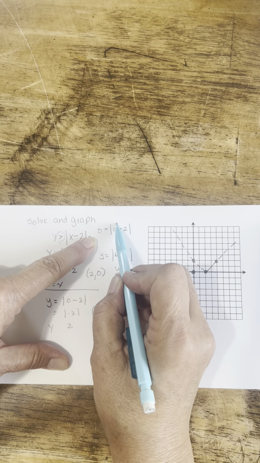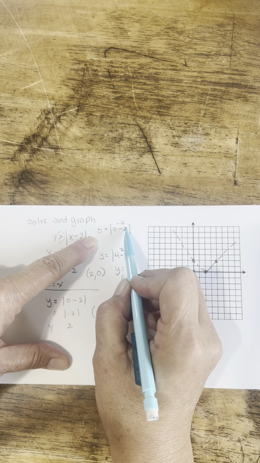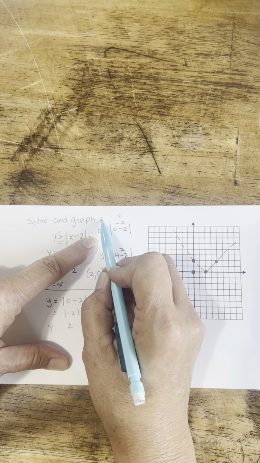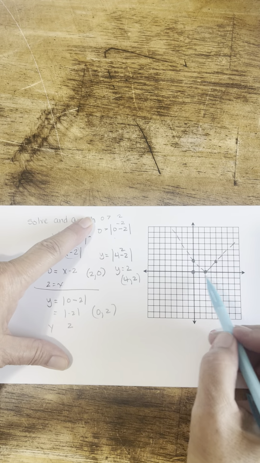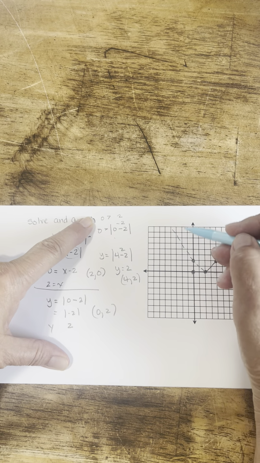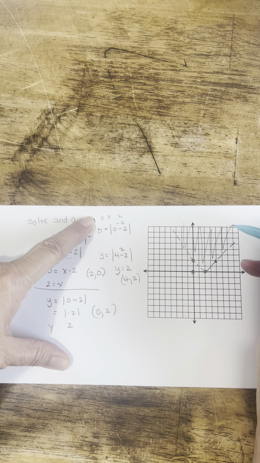So 0 minus 2 is negative 2. The absolute value of negative 2 is 2. Is 0 greater than 2? No. So I'm going to shade in the other part.